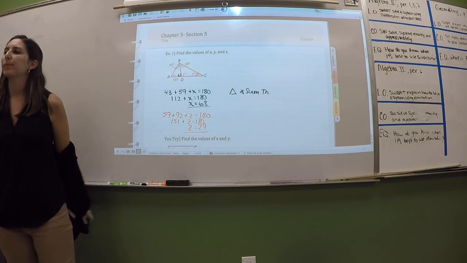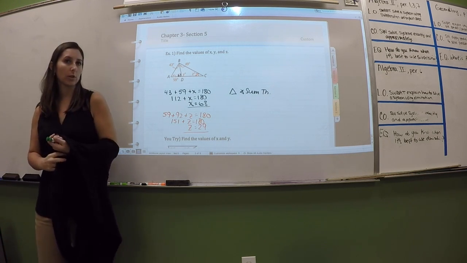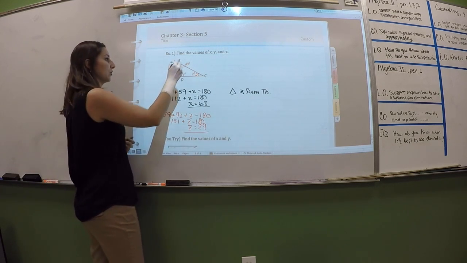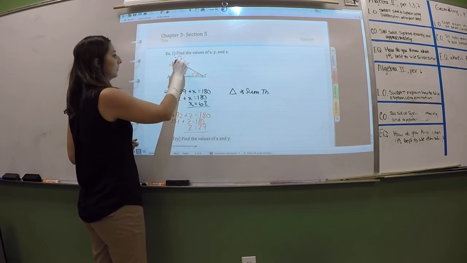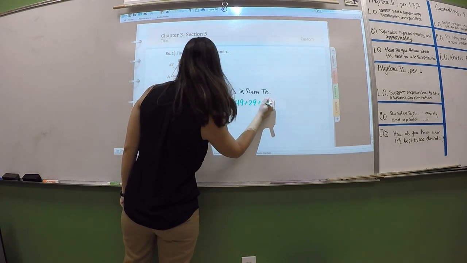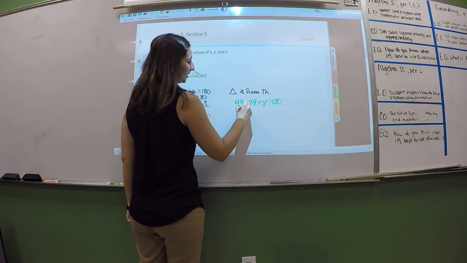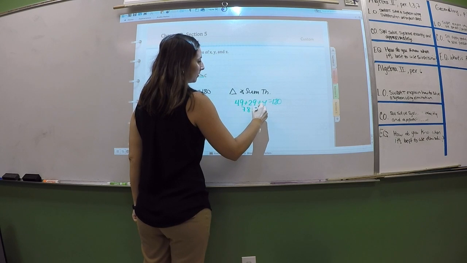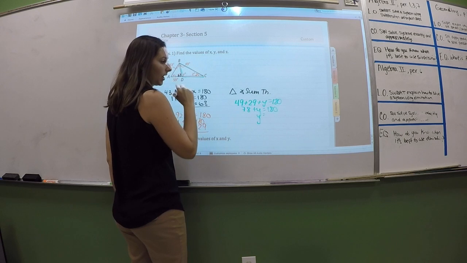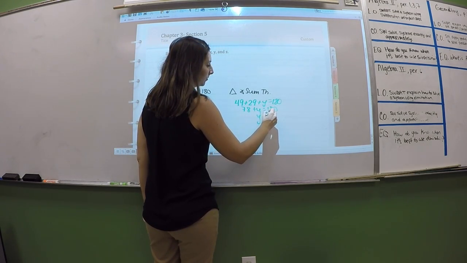Okay. So now we do the same thing with a different triangle, with 49 and 29 plus y. So we would do 49 plus 29 plus y equals 180. So 49 and 29 is 78. And then subtract. So you're gonna get 102.